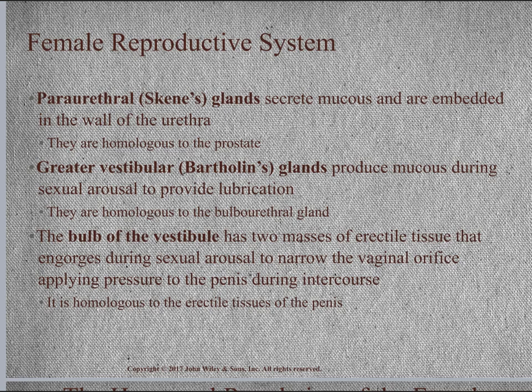Let's look at some of the glands for the female reproductive system. The first gland, known as the periurethral gland, also called Skene's gland, is the homologous structure to the prostate. So when we say, do females have prostate, most people say no, when in actuality they do. It's just not called the prostate. It is a periurethral gland. Its job is to secrete mucus, and it's embedded in the wall of the urethra.